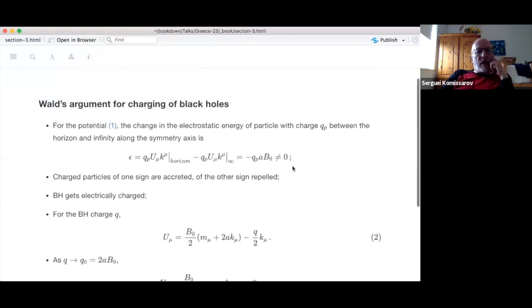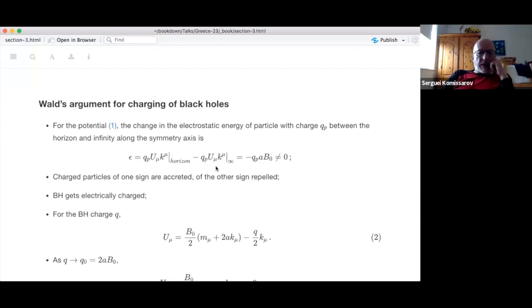Okay, and what were Wald's arguments for charging of black holes? So he used the potential, which I discussed before, and he evaluated the change in the electrostatic energy of the particle with the charge Q_p between the horizon and infinity along the symmetry axis. Okay, and he found that it's non-vanishing, and it's related to the strength of the magnetic field and the rotation parameter of the black hole in the following way.